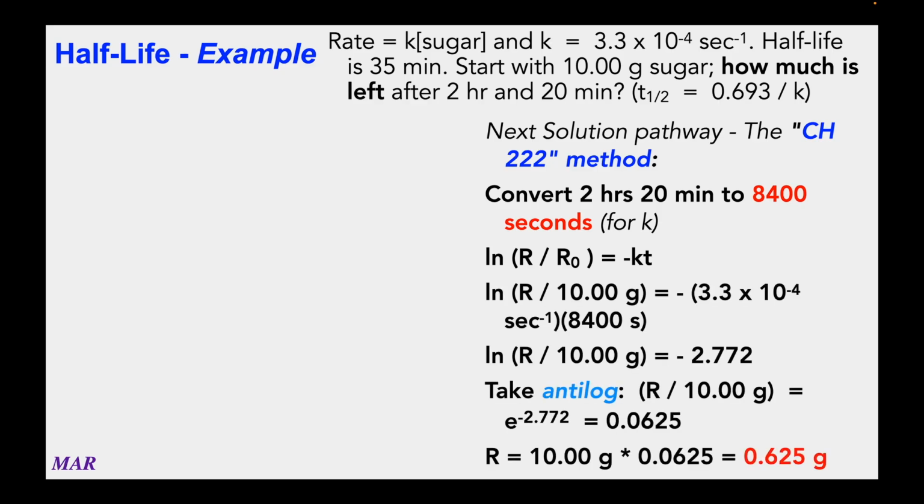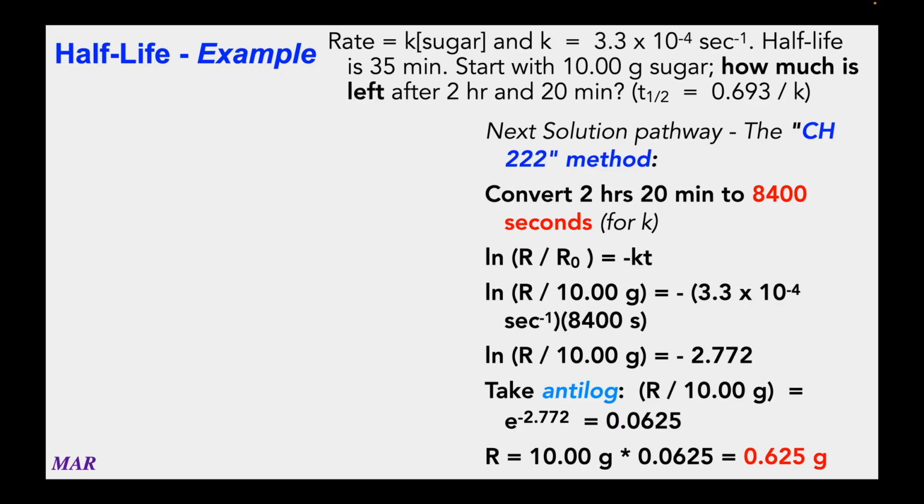So if you go through the math, natural log of R over 10 equals minus KT. And then you have natural log of R over 10 equals minus 2.772 when you multiply those together. Now you need to use the anti-natural log. That's the little e to the x button we've talked about earlier. That gets rid of the log on the left side, and e to the minus 2.772 is 0.0625. So if you multiply that by 10, that's going to give you the amount left after this long, 0.625 grams.